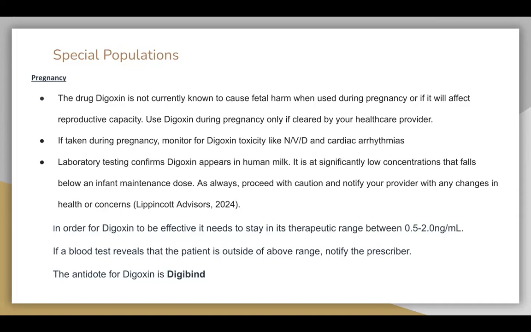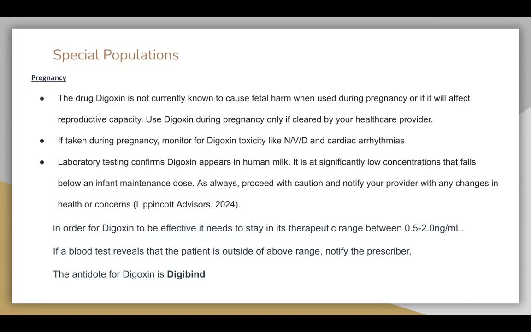If taken during pregnancy, like I said, monitor for digoxin toxicity: nausea, vomiting, diarrhea, or cardiac arrhythmias. Those are some classic signs and symptoms of toxicity, and that would include regular blood work to test electrolyte levels and making sure our counts are where they need to be. Like I said, laboratory testing confirms digoxin appears in human milk. It is at significantly lower concentrations, so there isn't that high a risk or health concern that a provider may stay away from this. The risk of not taking it is higher than it crossing over into the baby.